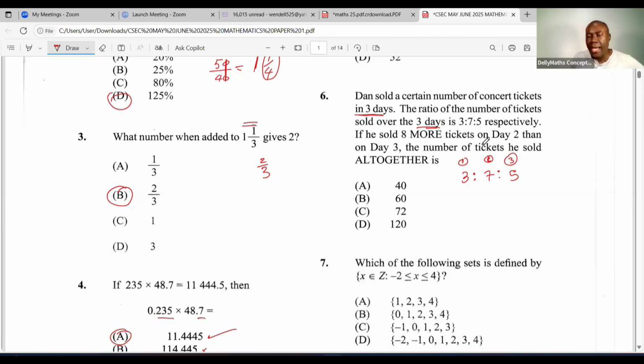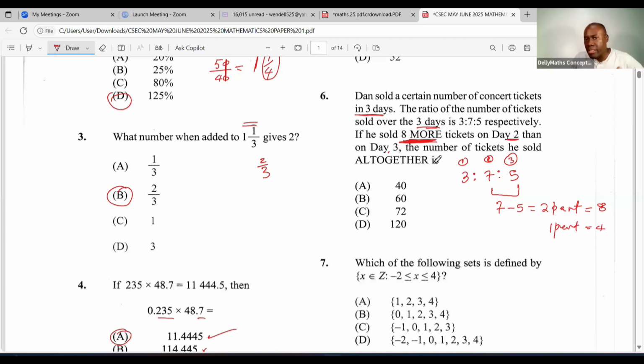So the question is saying that he sold 8 more tickets on day 2 than day 3. So you could see what is the difference between these. If you take 7 minus 5, that's the difference between day 2 and day 3. It is actually 2 parts. 2 parts is now equivalent to 8 more tickets. So 2 parts is equal to 8. That means 1 part is equal to 4 tickets.